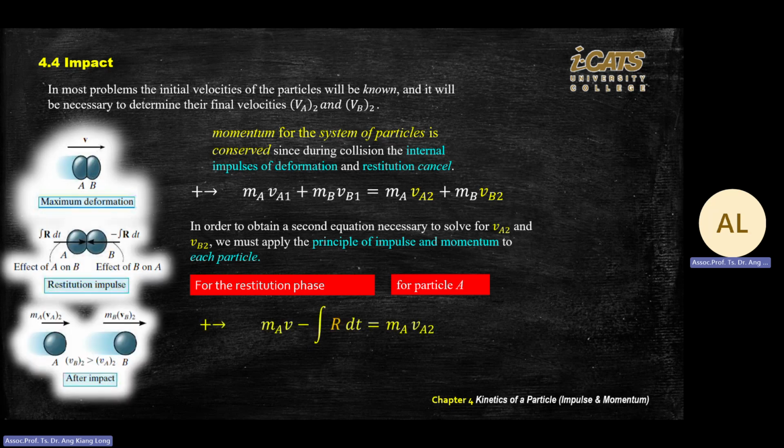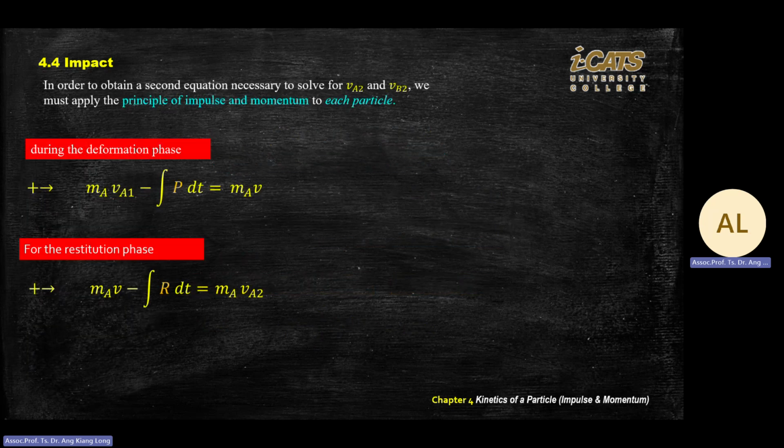For restitution, also the same. You use the principle of linear impulse and momentum. MV, but in this case, you already know your V. This is on the restitution. Because restitution, you already know your two objects move in the same velocity already. So your V here is not VA, but it's V. And then minus R, same thing. The R is going to the left. And MV VA2. So we have these two equations.